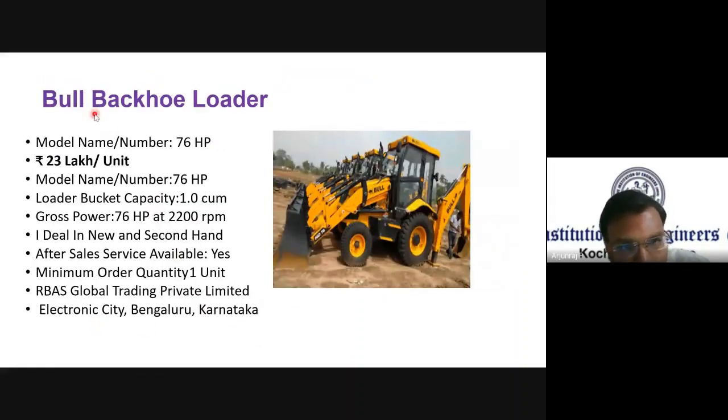Okay, you have a bull backhoe loader. This comes with 76 horsepower, and each unit costs almost 23 lakh. The bucket capacity of this loader is going to be 1 cubic meter, and the gross power is going to be 76 horsepower at 2200 RPM.